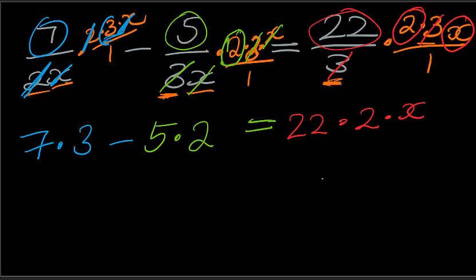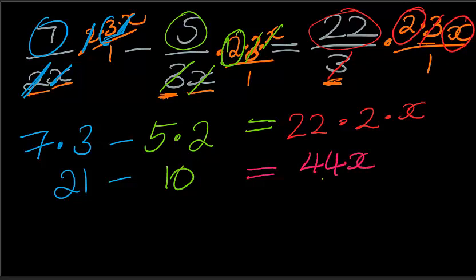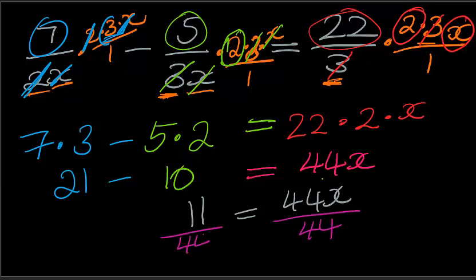Okay, now that I've got my straight line, I'm going to multiply them. 7 times 3 is 21 minus, I've got an x on the right. 5 times 2 is 10. And that is equal to 22 times 2 is 44x. All right. 21 minus 10 is going to give me 11 is equal to 44x. Now I am going to divide by 44 on both sides. So x is going to be equal to 1 over 4. X is a quarter.